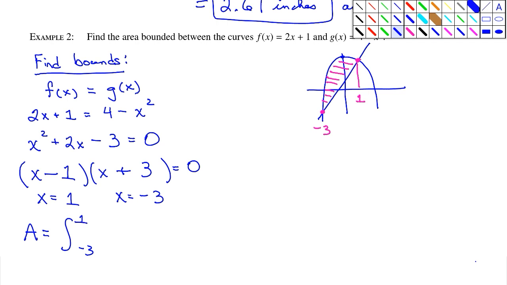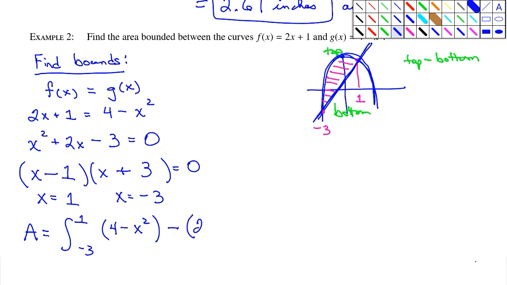Whenever we find the area between two curves, we always integrate with the top function minus the bottom function. Top minus bottom. Because we are looking for an actual area, we need the integrand to always be positive. And if we take the top function minus the bottom function, then this is always positive. Now, which function was on top in this picture? Well, it's the parabola. So this is going to be 4 minus x squared, because the parabola is on top, minus the line, because the line is on the bottom. The line was 2x plus 1.